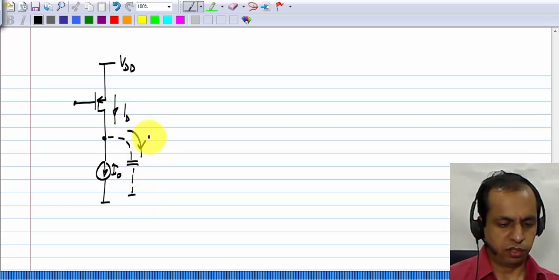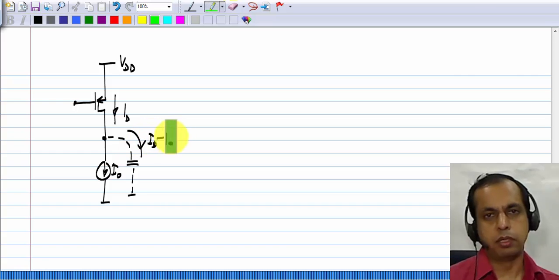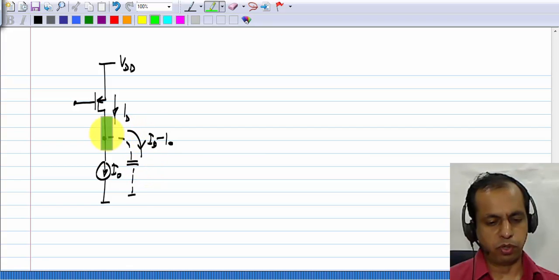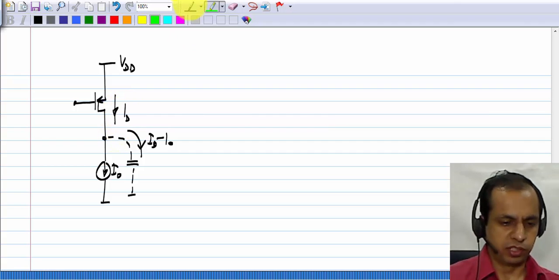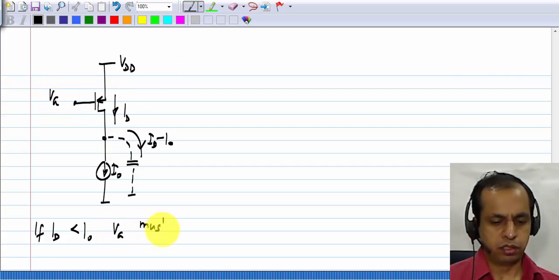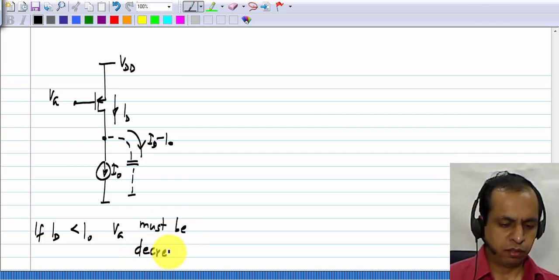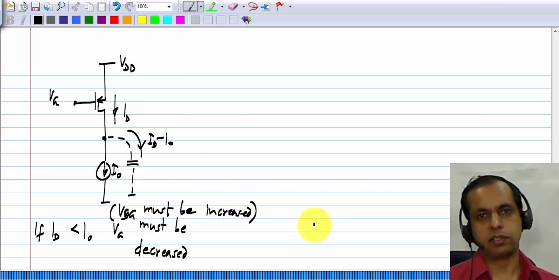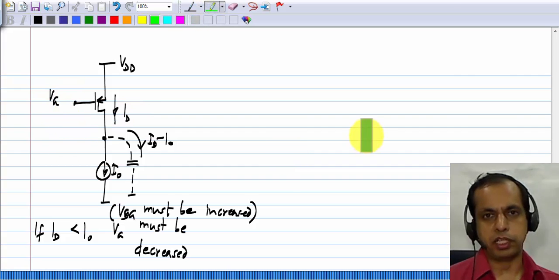So now the difference ID minus I0 flows into this parasitic capacitor. If the drain current is smaller than desired, then this current will be pulled out and the drain voltage tends to fall down. Also, if ID is smaller than I0, the gate voltage VG must be decreased. This is because the source gate voltage VSG must be increased, right? So VG must be actually reduced.